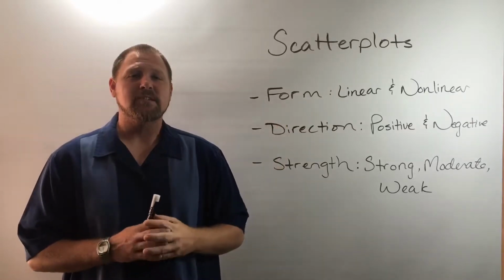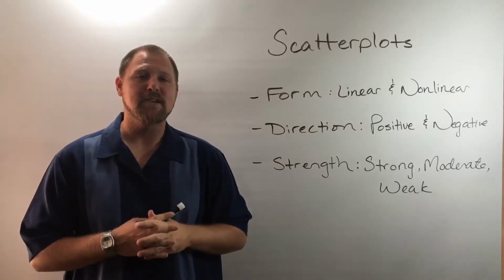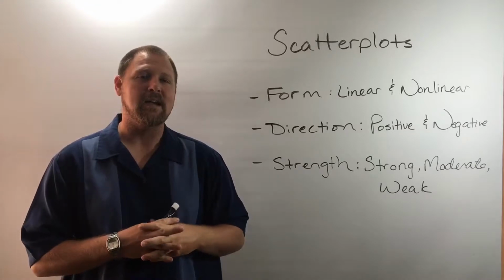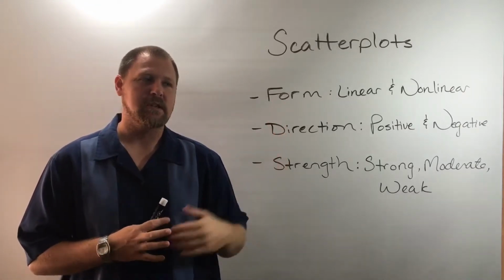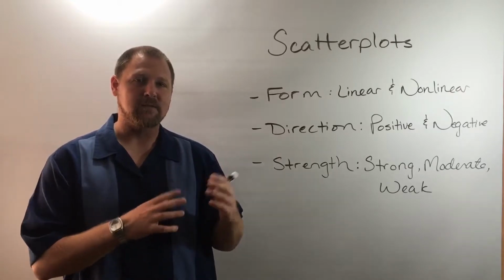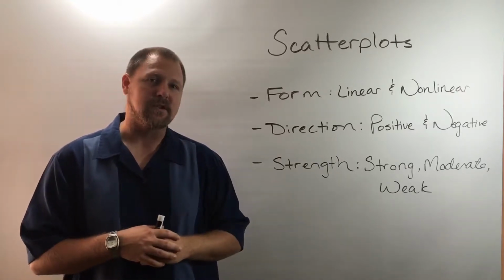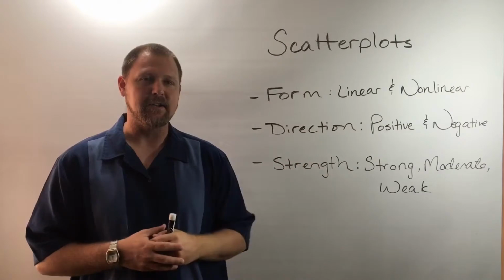When talking about scatter plots here in Unit 5, the three major components we're trying to identify and describe in these scatter plots are form, direction, and strength. Now all of these are relative form, relative direction, relative strength. In terms of form, we have linear and non-linear.